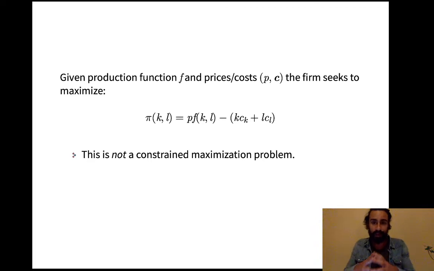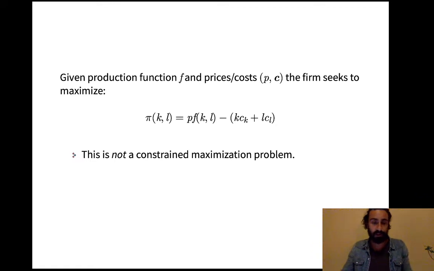Notice that if I want to maximize profit, I'm maximizing this function pi. This is not a constrained maximization problem. There is no constraint here. I can choose any amount of capital and labor. I mean, there is an implicit constraint about non-negativity, right? I have to choose positive amounts of this, but that's sort of a background constraint.